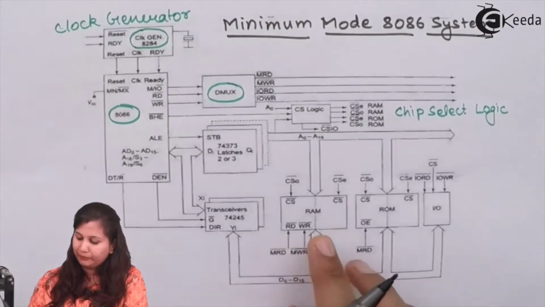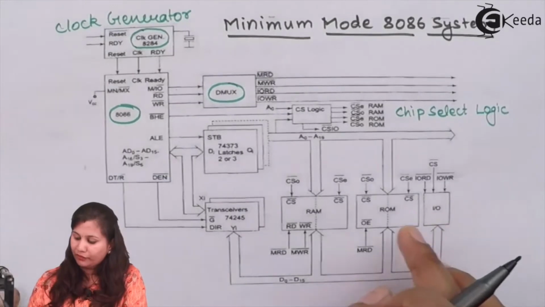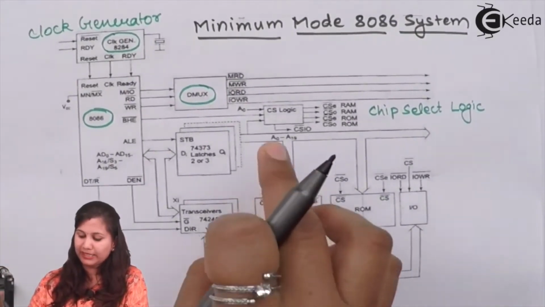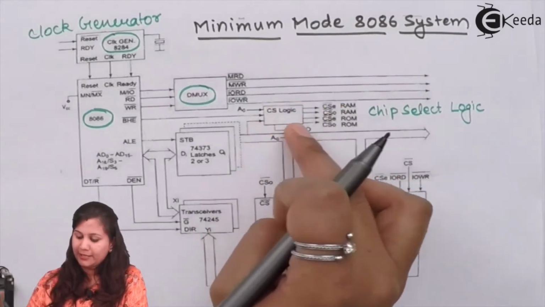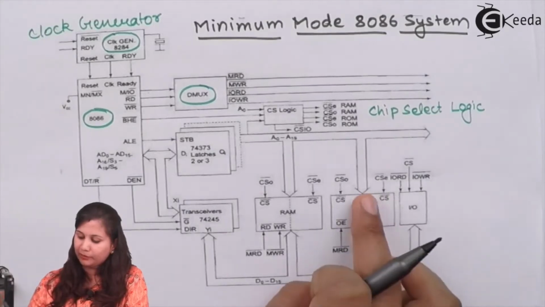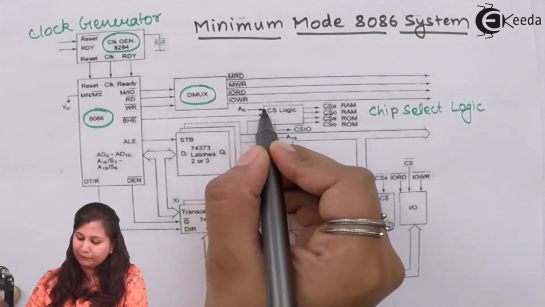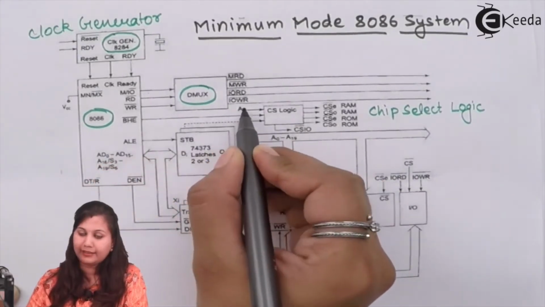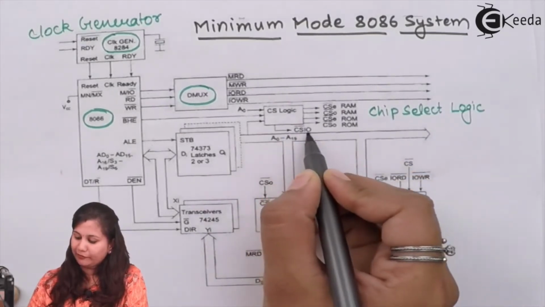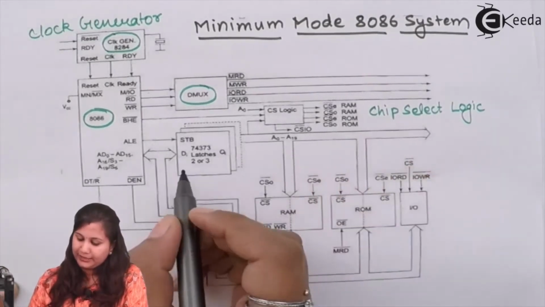Here we have the memory, the RAM, ROM and input output devices. So if we want to select, suppose RAM is to be selected, then its chip select signal will be provided by this chip select logic. Then if ROM is to be selected, then that will also be provided by this chip select logic, and it is having the input as bus high enable and the A0 address line. Then it is providing the chip select for input output also for RAM and ROM.